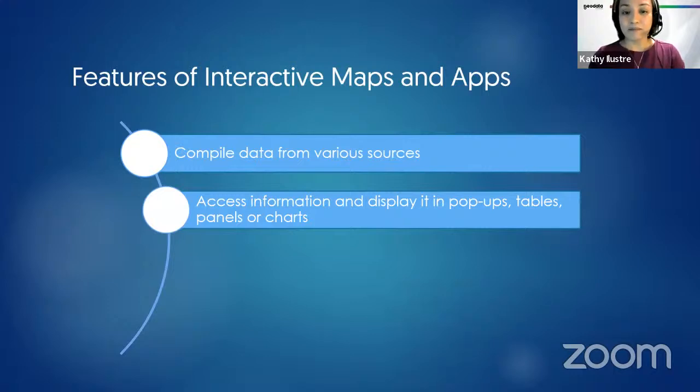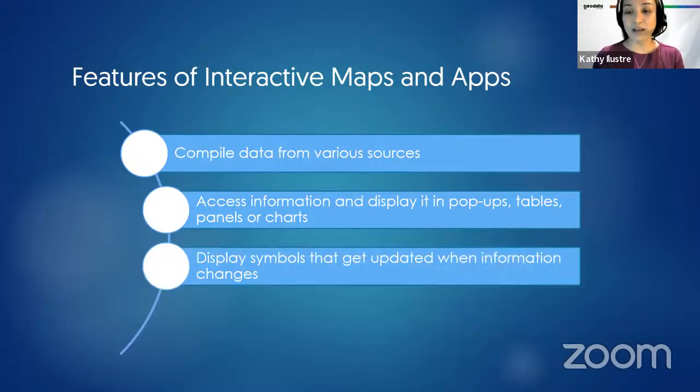An interactive map can also access information about the objects on the map and display it in pop ups, tables, or charts. For example, an interactive map that contains a barangay layer. The user can click on a specific barangay polygon to see its characteristics or attributes, such as name, size, and population information. Or the user can open a table showing the characteristics or attributes for all the barangays.